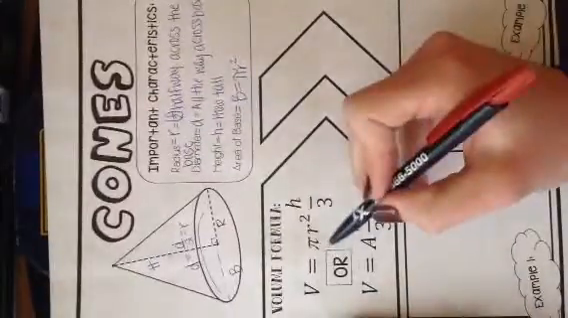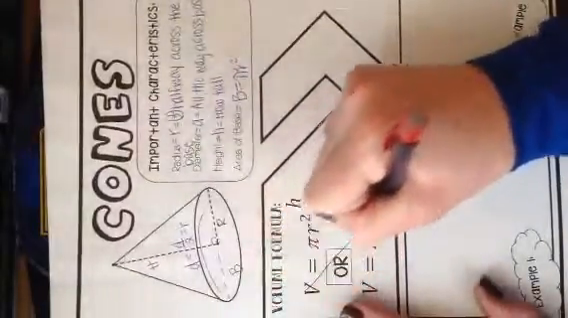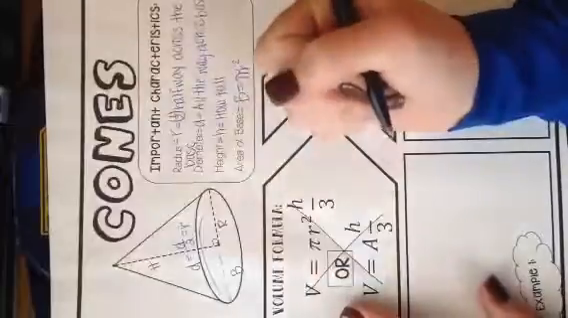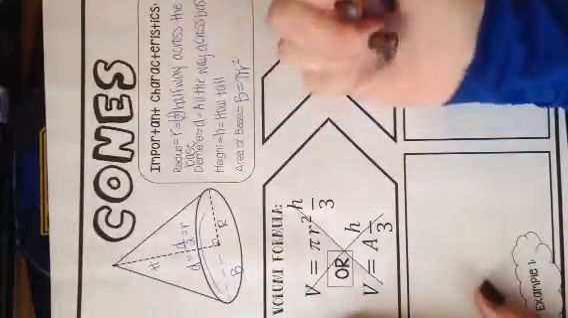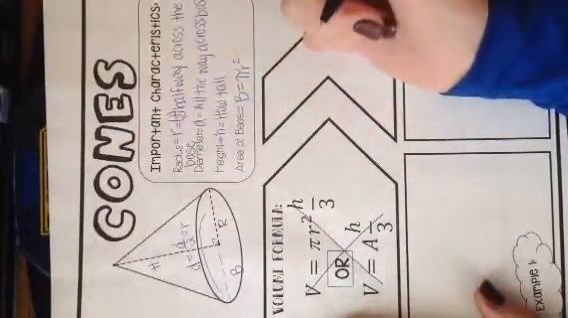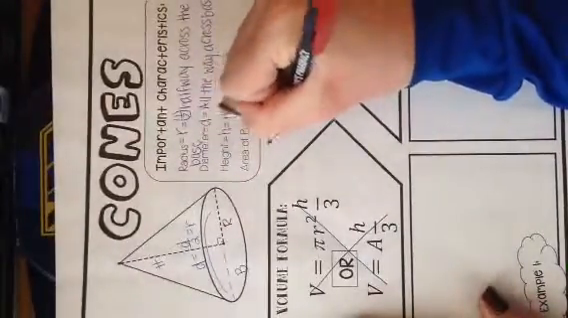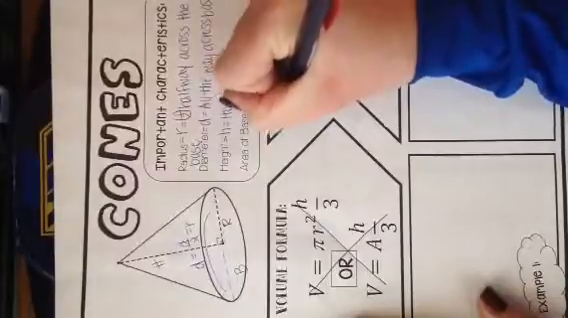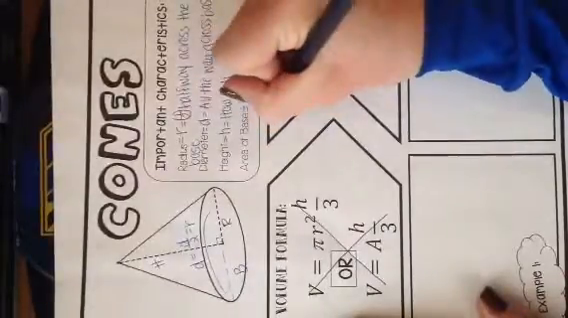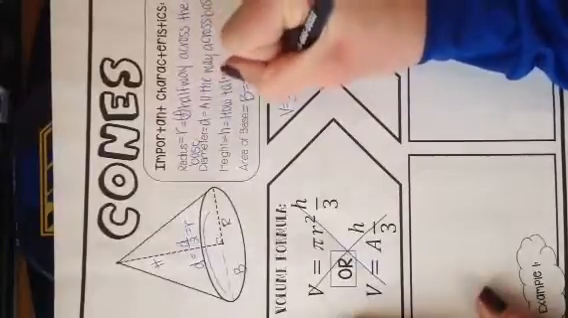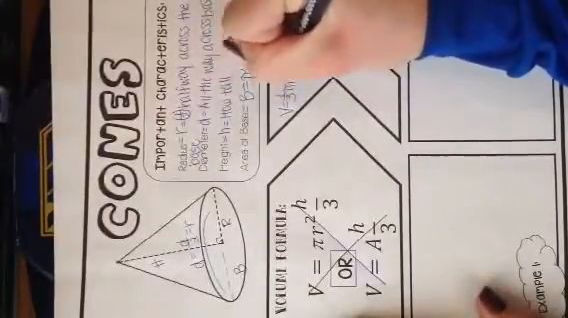Okay, so what we're going to do here, this is a formula that was already pre-printed. We're not going to use these two formulas. We're going to go ahead and stick with what we would use on STAR. That way you guys are not seeing something that you wouldn't be using and it's not on your formula chart. So we're going to use V equals 1 over 3 pi r squared times height.